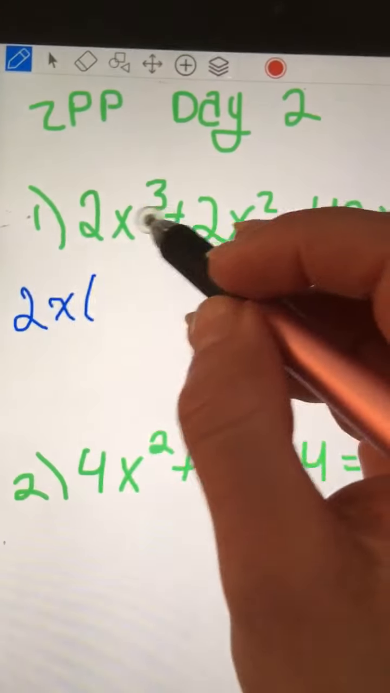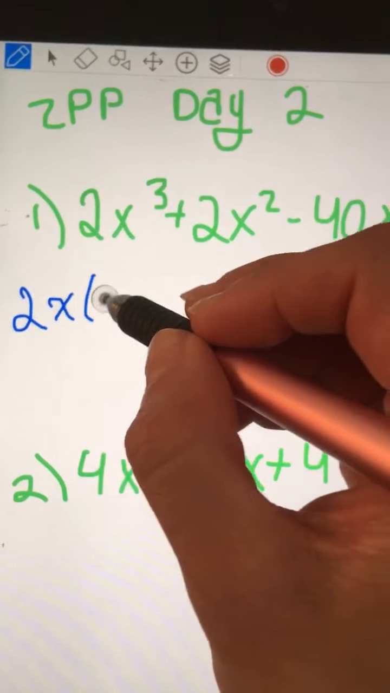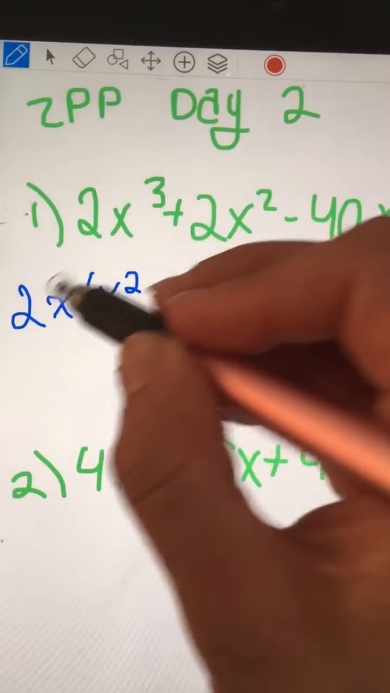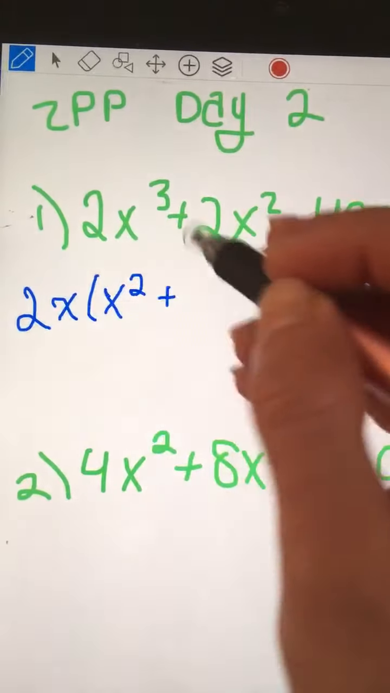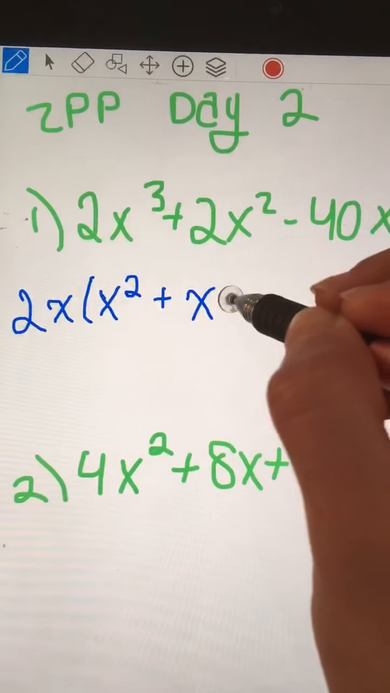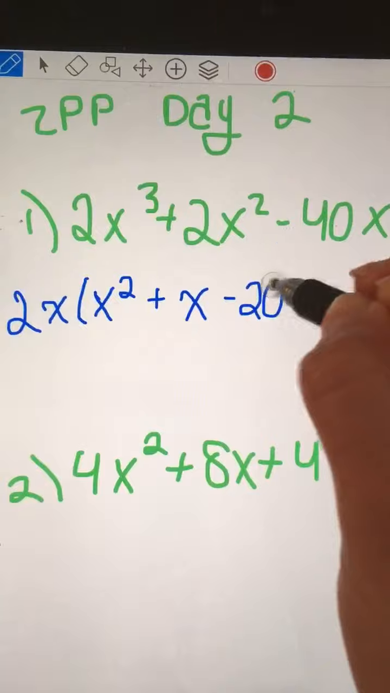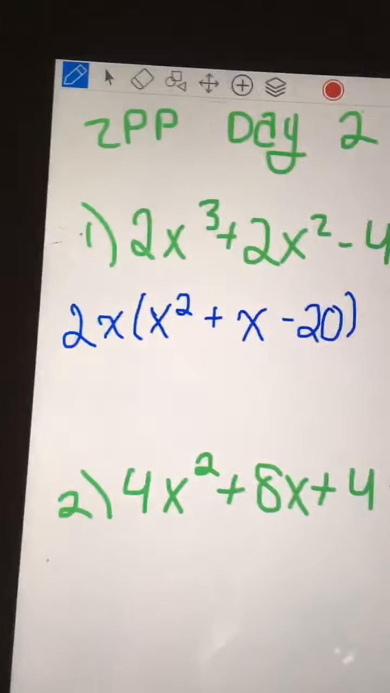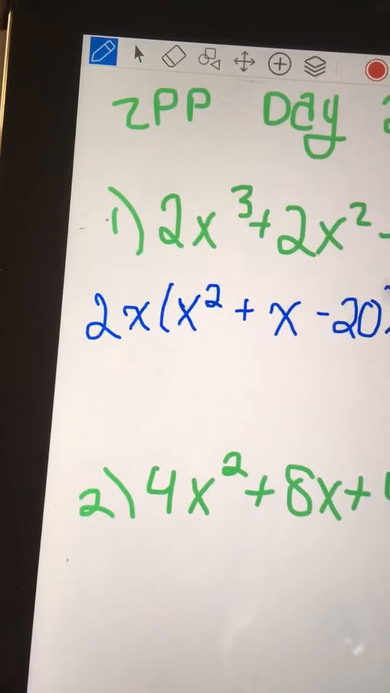2 divided by 2 is 1. X cubed divided by x would be x squared. Plus 2 divided by 2 is 1. X squared divided by x would be x. And negative 40 divided by 2 would be negative 20. And x divided by x is 1, so we don't have to write anything. And then we have to factor that again.